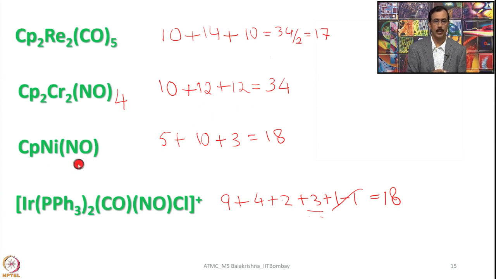And then in this one, 5 are coming from Cp, and 10 electrons from the d system of nickel, 3d8 4s2, and then it is giving 3 electrons, it becomes an 18 electron species. And similarly, if you go for this one, it is again an 18 electron species. So keep calculating for molecules you come across while studying coordination chemistry, so that you become familiar and you will not make any mistakes.